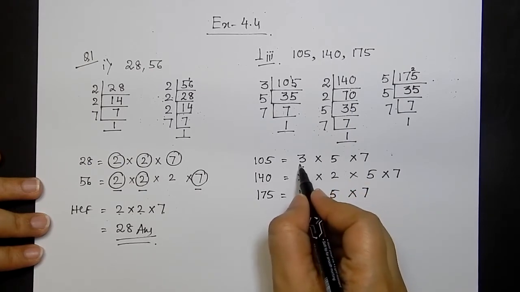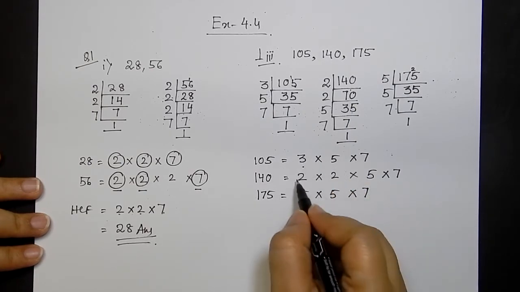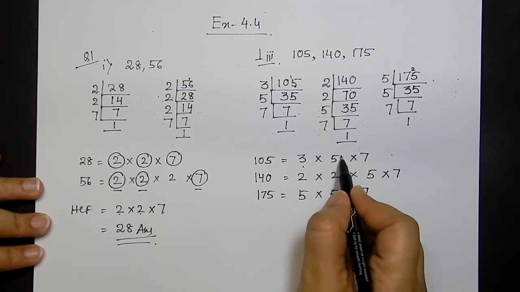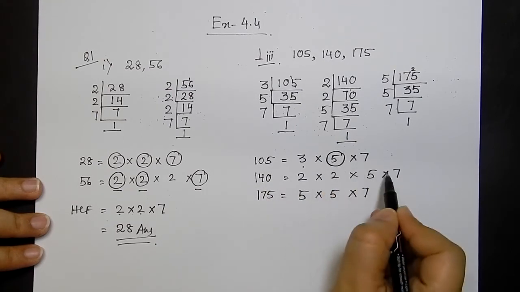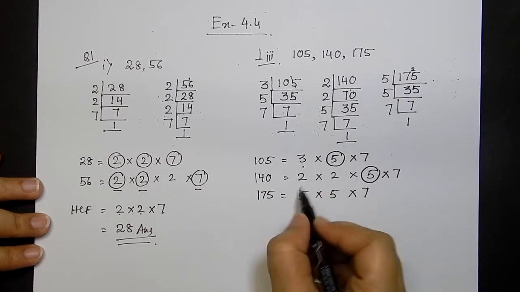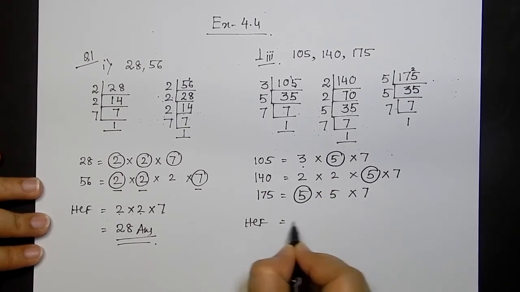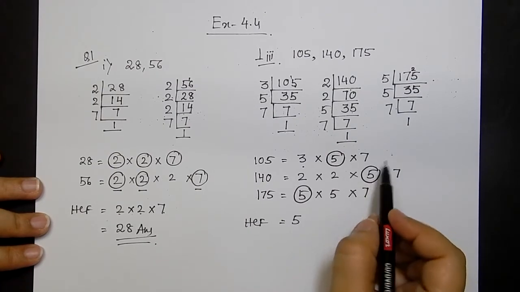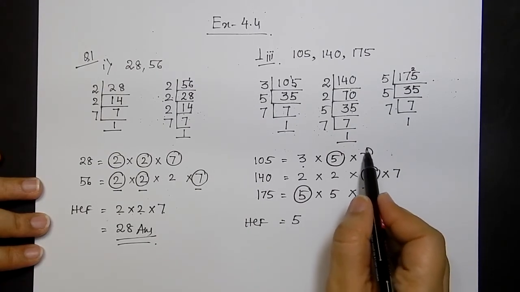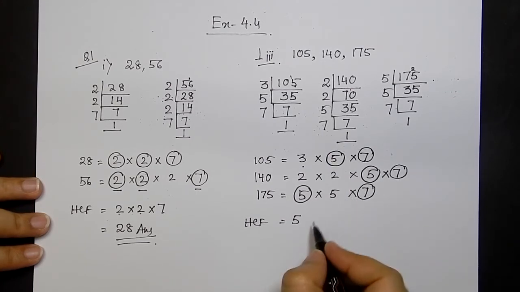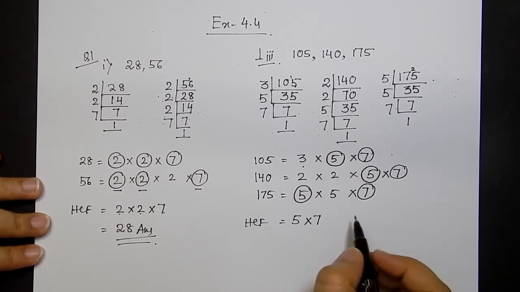So see, this one has a 3, but is 3 in all of them, in both of them? No. Now let's see 5. See, 5 is here, once it is here, once here and once here. So I have got 1 5 common in all. Then you see 7, 1 7 here, 1 7 here, 1 7 here. So 1 7 also I have got.